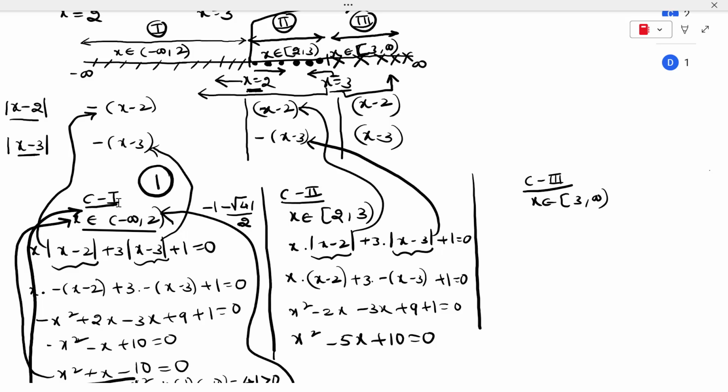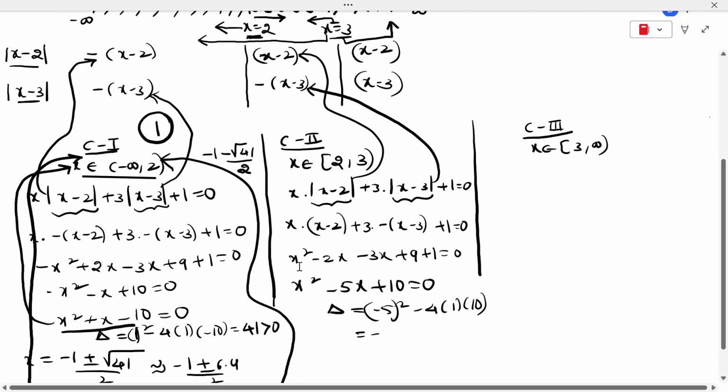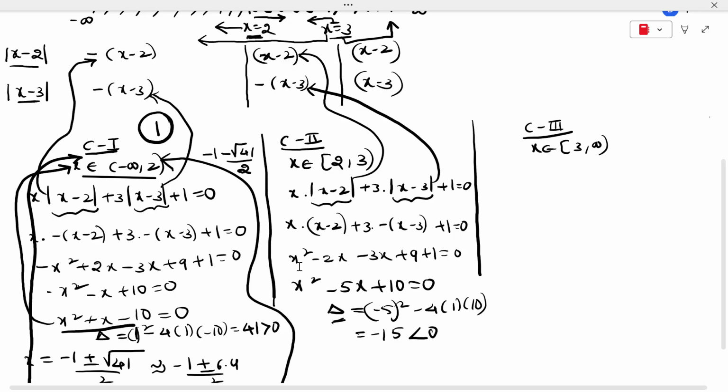Now let's find out the discriminant. Discriminant is equal to b square, which is minus 5 whole square, minus 4 into 1 into 10. That is 25 minus 40, which is minus 15. So it is less than 0. When the discriminant is less than 0, will you get any real roots? No, not at all. So in region 2, we are not getting any real roots. That is, the count here in region 2 is 0.